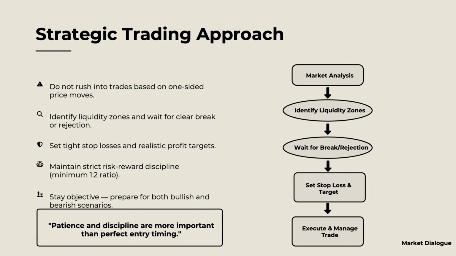So how do you actually trade this? How do you avoid being the liquidity? First, never rush into trades based on one-sided price moves. When everyone's piling into calls or puts, that's your warning sign, not your entry signal. Second, identify liquidity zones. Mark where excessive call or put buying is happening. These are your danger zones. Third, wait for a clear break or rejection. Don't anticipate but always react to confirmation. Let the sweep happen first or wait for price to clearly reject the liquidity zone.